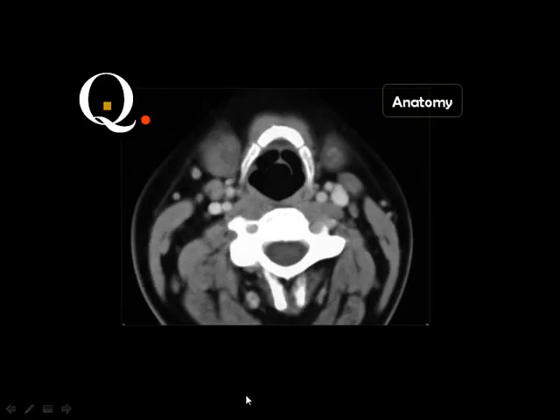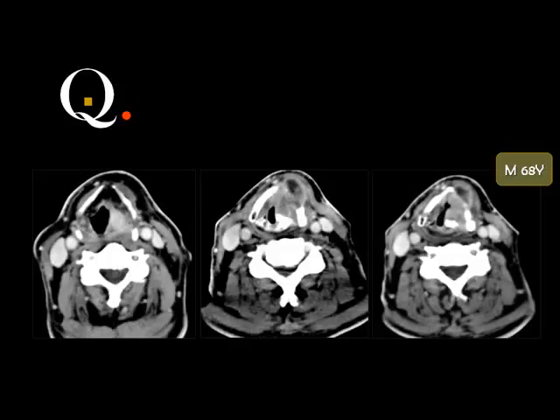Then by this, I have finished the original talk, and we are left with some of the quiz cases, as we used to see by the end of the lecture. Then what do you think about this structure? Yes, submandibular salivary gland and strap muscles and glossoepiglottic fold and epiglottic fold. What do you think about this lesion?